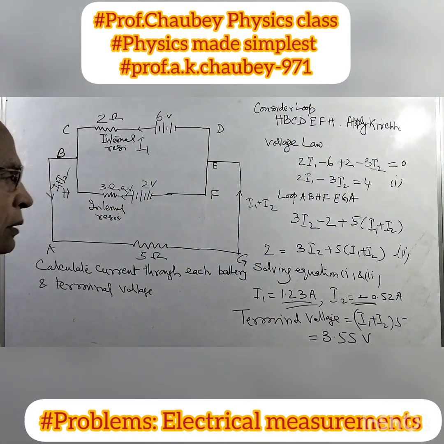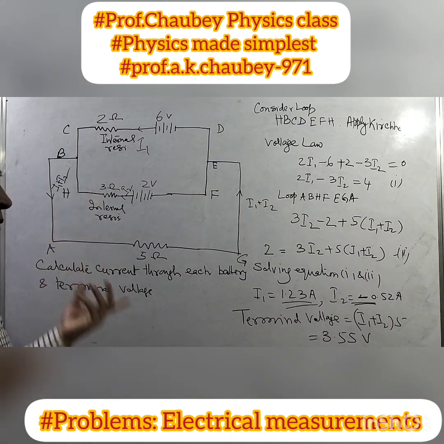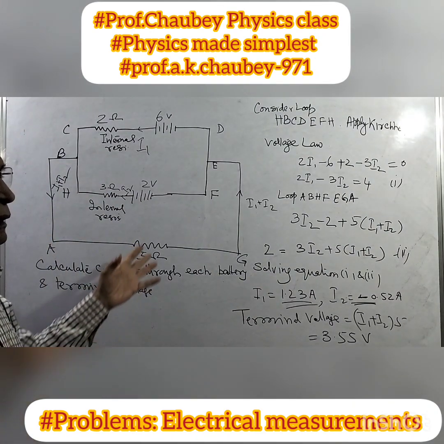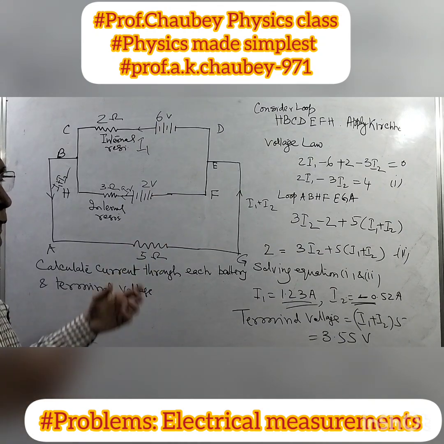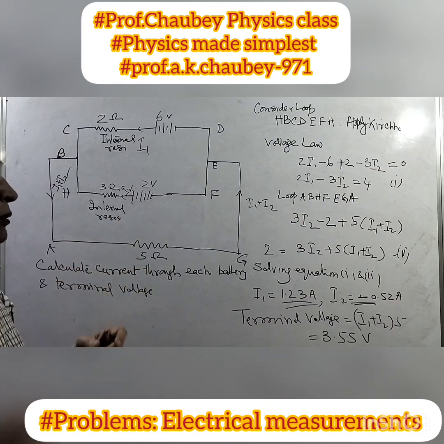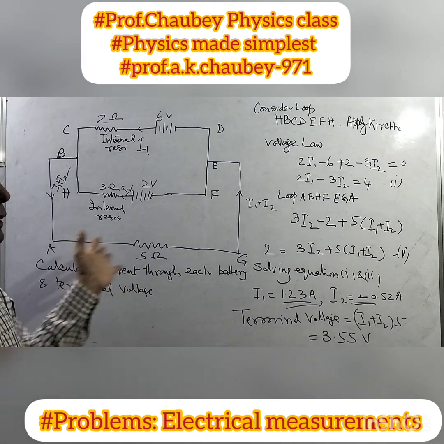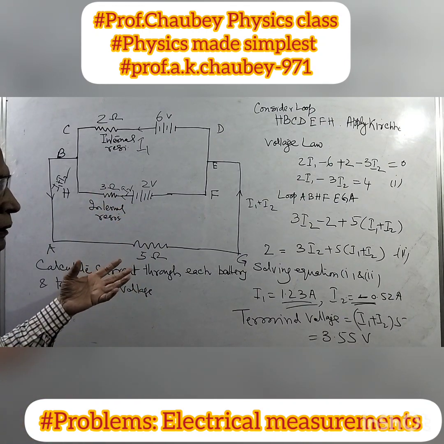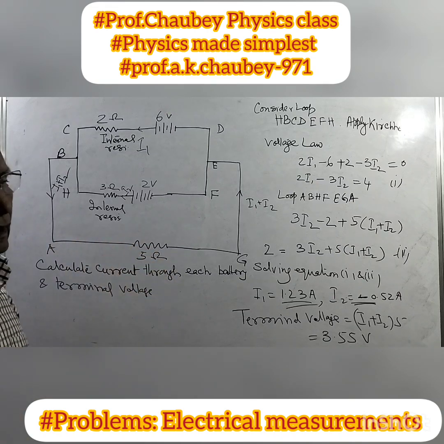So this way, the Kirchhoff voltage law is sufficient. Sometimes when you write mesh equations for a complicated circuit analysis, you use the current equation also. That is, the current reaching and the current leaving must be equal. That way we can solve the problems of electrical measurements.